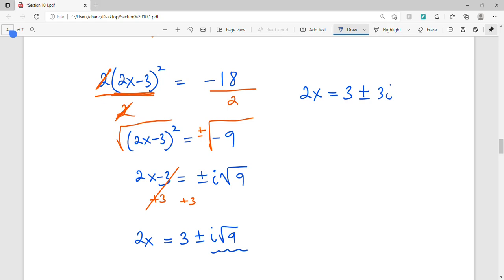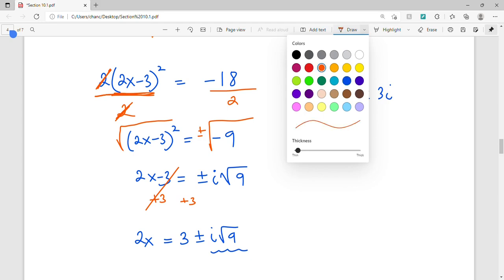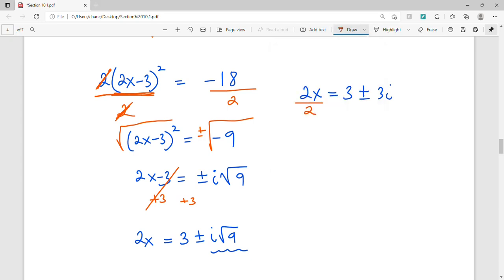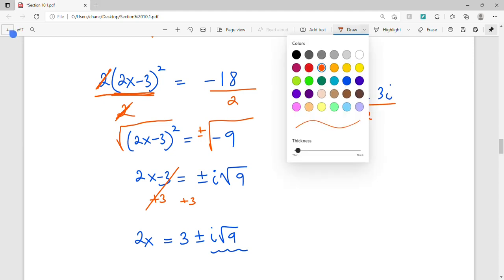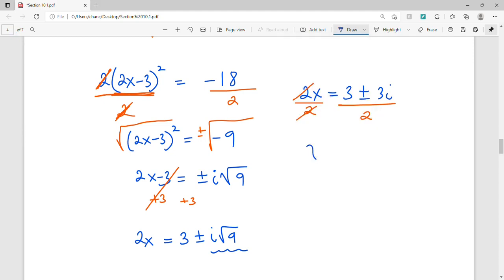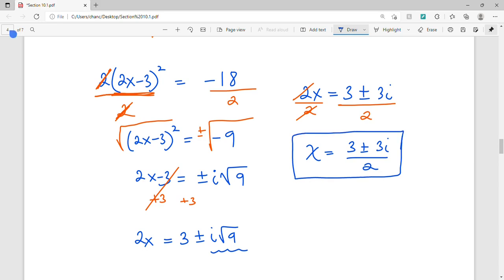And now we could solve for x. Let's divide both sides by 2. And that gives us x equals our final answer. So our final answer is x is equal to 3 plus or minus 3i all over 2. We can't simplify the numerator because we cannot add 3 plus 3i, so we have to stop here.